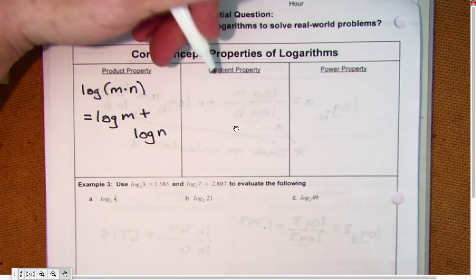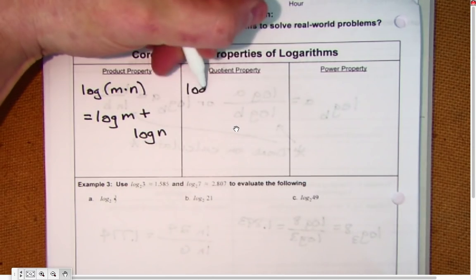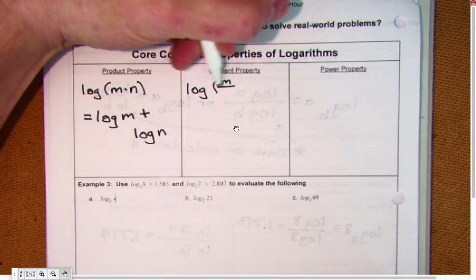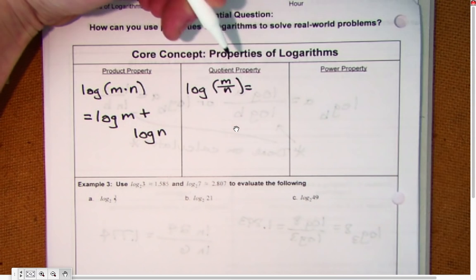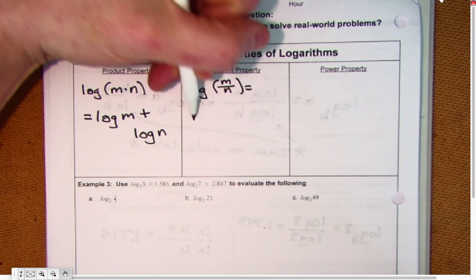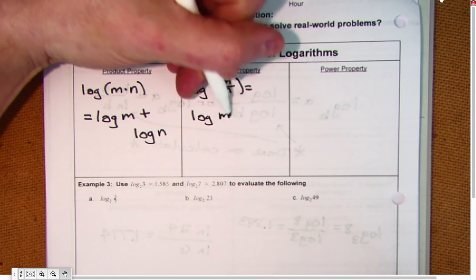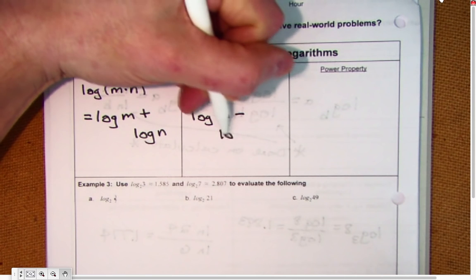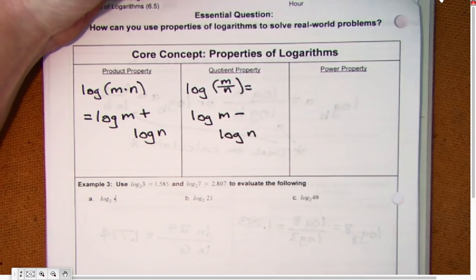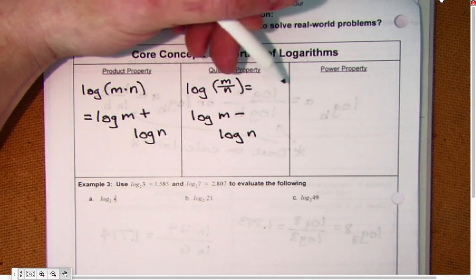Your second property, the quotient property: what if we have a fraction of m over n? What does that equal? Well, it's the logarithm of your numerator, so the logarithm of m, minus the logarithm of your denominator. Right?